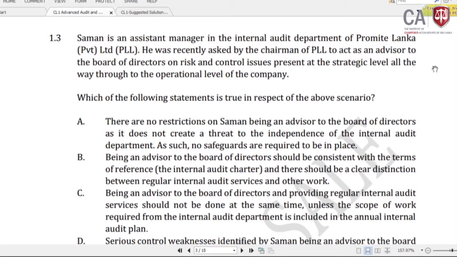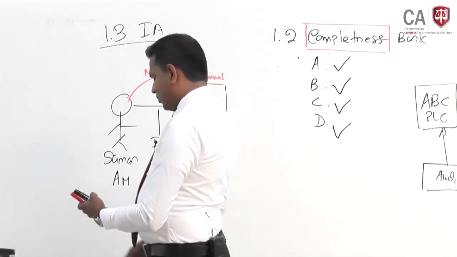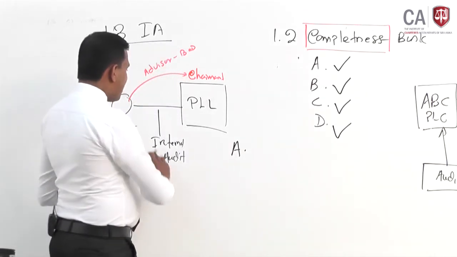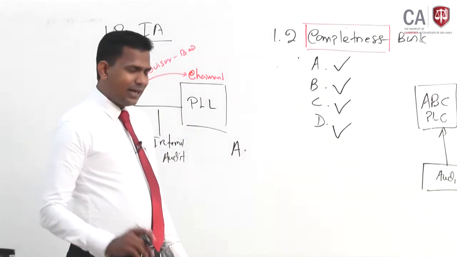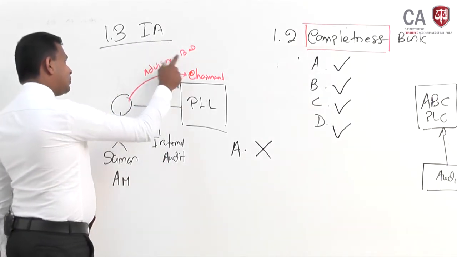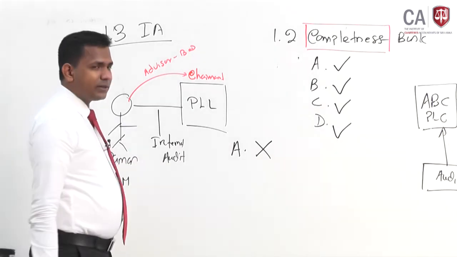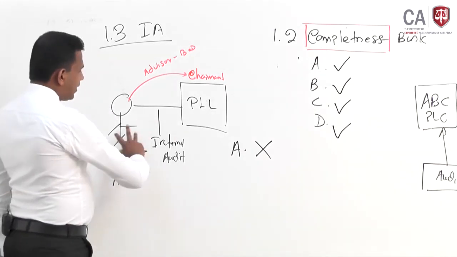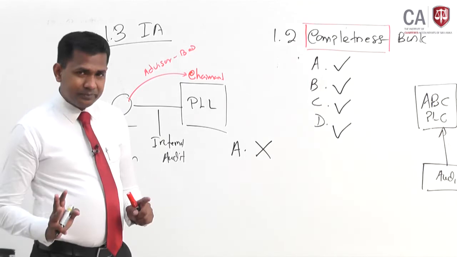Number one, there are no restrictions on someone being an advisor to the board of directors, as it does not create a threat to the independence of the internal audit department, and no safeguards are required to be in place. So the answer A says someone can do this, no problem. Is it correct? No. Someone who is acting as the internal auditor, when he becomes an advisor to the board of directors, there is a conflict of interest in certain areas. So therefore, as it is, you can't do this.